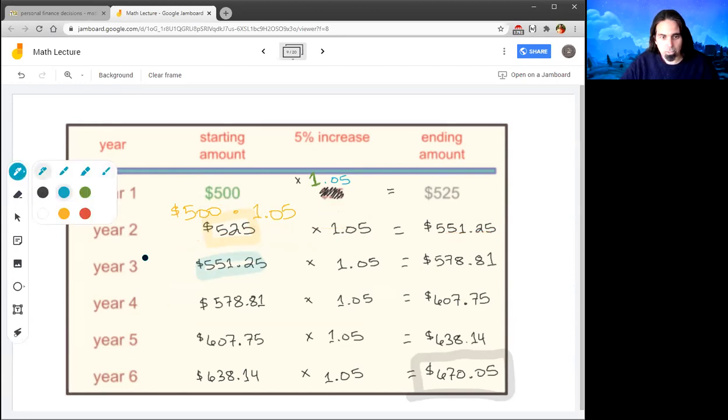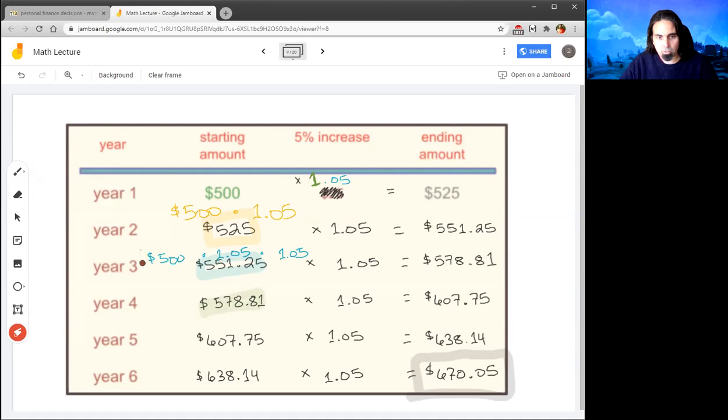So I'm just going to write 500 times 1.05 times the other 1.05. One of them was here and the other was there. And we don't actually care what number this is. It's not our final answer that we want. I can replace that green value of 578.81 with this whole left-hand side.